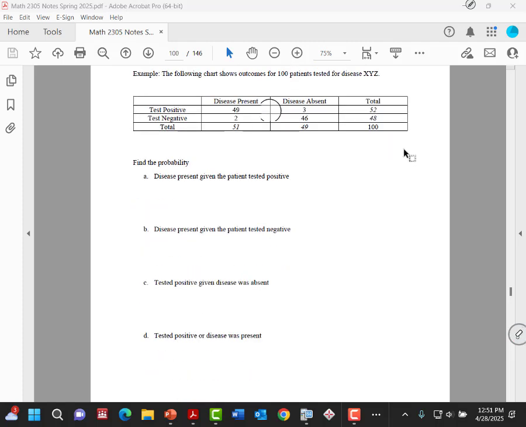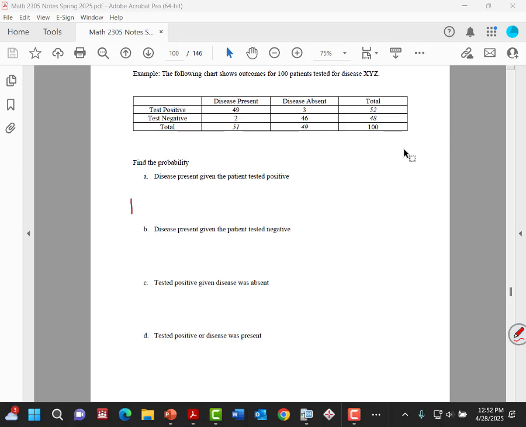So the following chart shows outcomes for 100 patients tested for disease XYZ. So we tested 100 patients, gave them a test to see if this specific disease is present. Now, the test is either going to result positive or negative, whereas the patient will either have the disease or the disease will be absent. So, let's ask, what's the probability that the disease was present given that the patient tested positive?